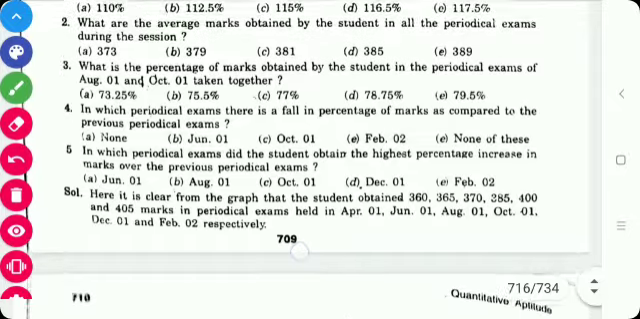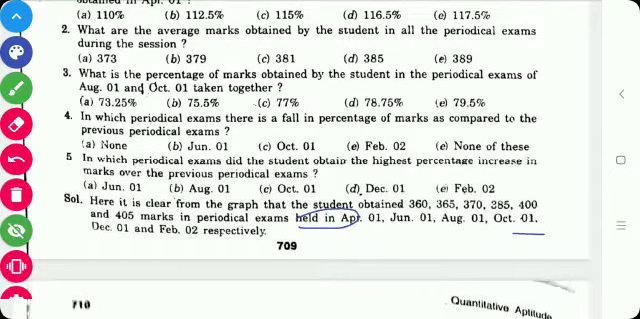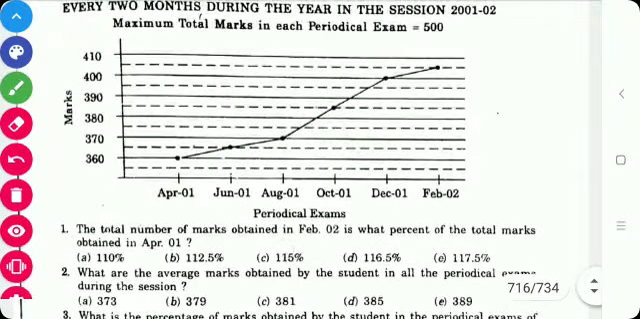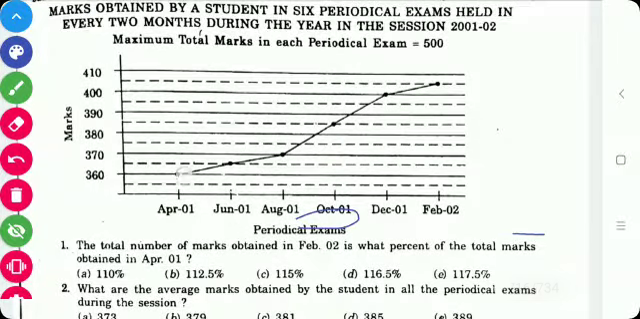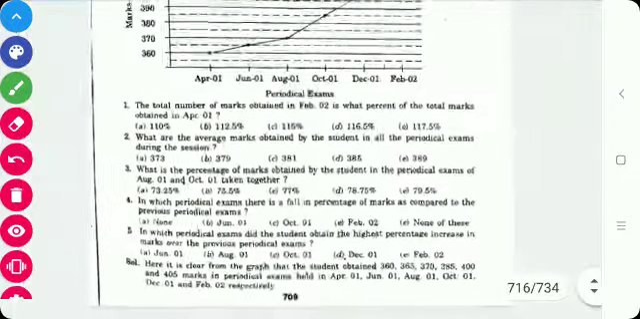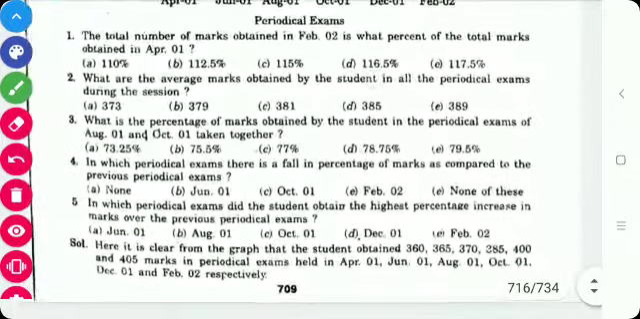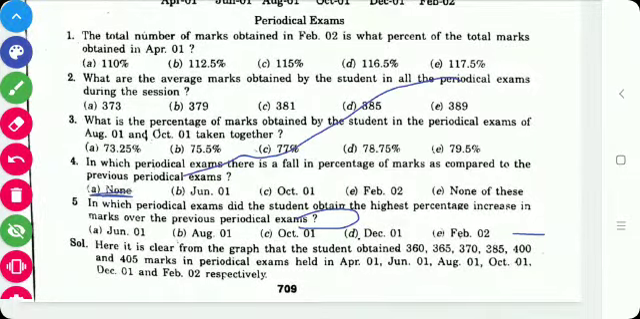Fourth question: in which periodical exam is there a fall in percentage of marks as compared to the previous periodical exam? So here, see, this graph is increasing, there is no fall here. So the answer for this question is none, as there is no fall in percentage of marks as compared to the previous periodical exam.